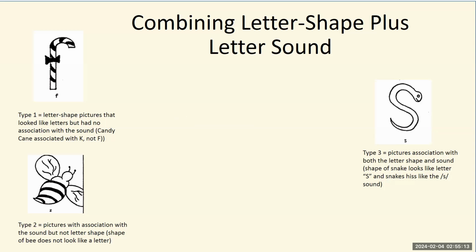The second one is the type 2 picture. Pictures are associated with the sound, but not the letter shape. The shape of the B does not look like any letter, but the sound that the B makes does resemble the sound of the letter Z. Zzz. And then the third type is a picture association with both the letter shape and the sound. So the shape of the snake looks like letter S, and snakes hiss like the S sound. S.